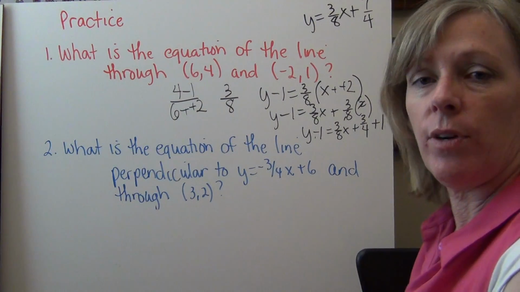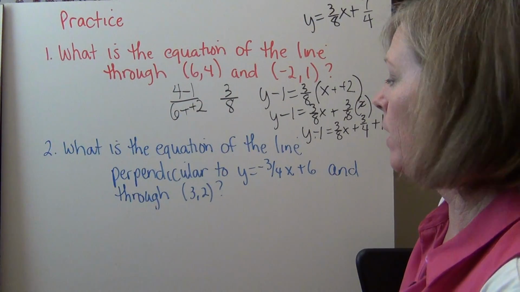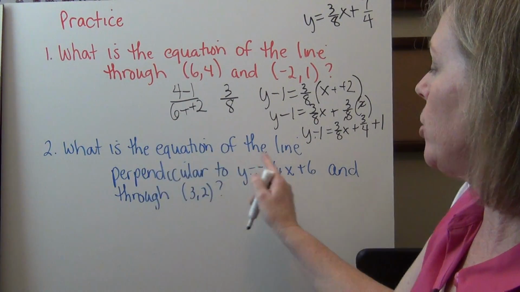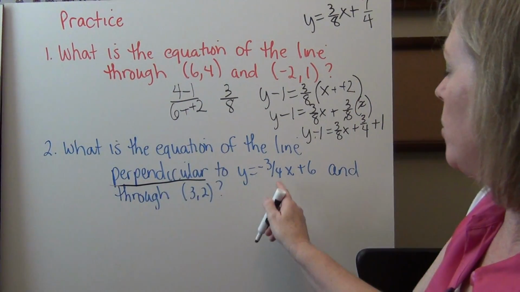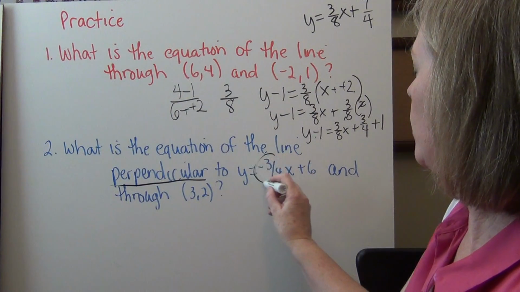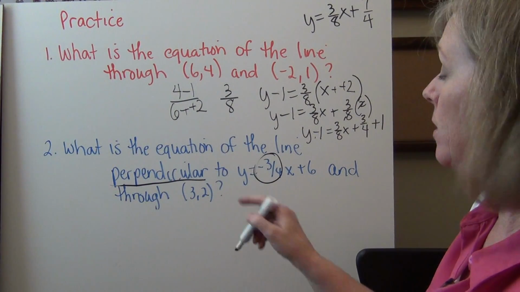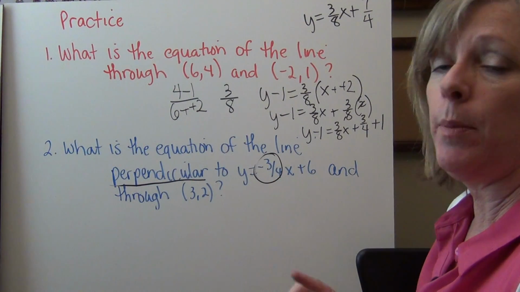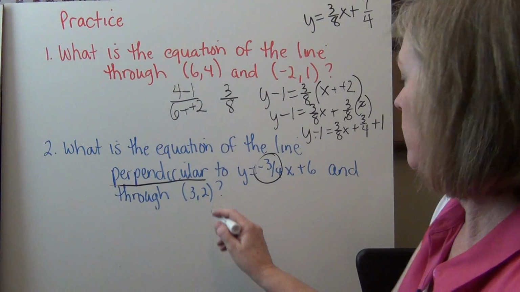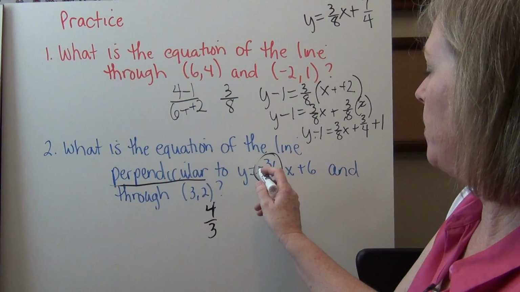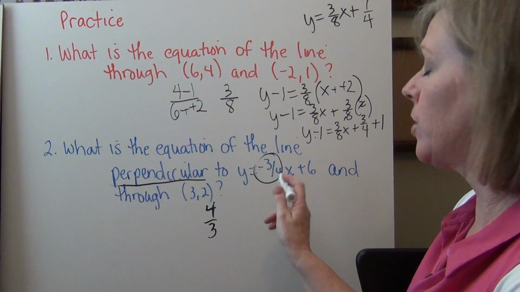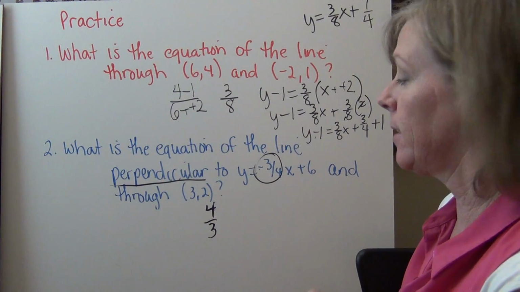Okay? Don't let those fractions mess you up. Just work through them carefully. What is the equation of the line perpendicular? That's the important piece of information to this line right here. So first thing I do is I go find that slope. I see perpendicular. That tells me I don't want to keep it like it is. I want to flip it and make it the opposite sign. So it was negative, now it's positive. It was 3/4, now it's 4/3. That's going to be my slope.